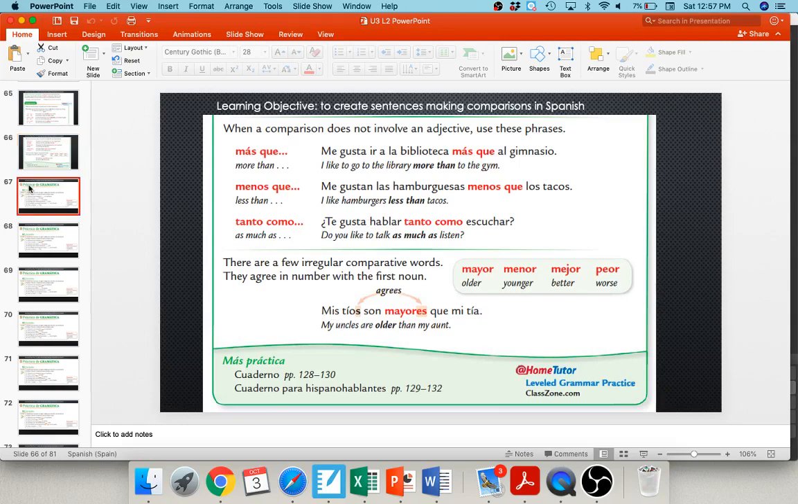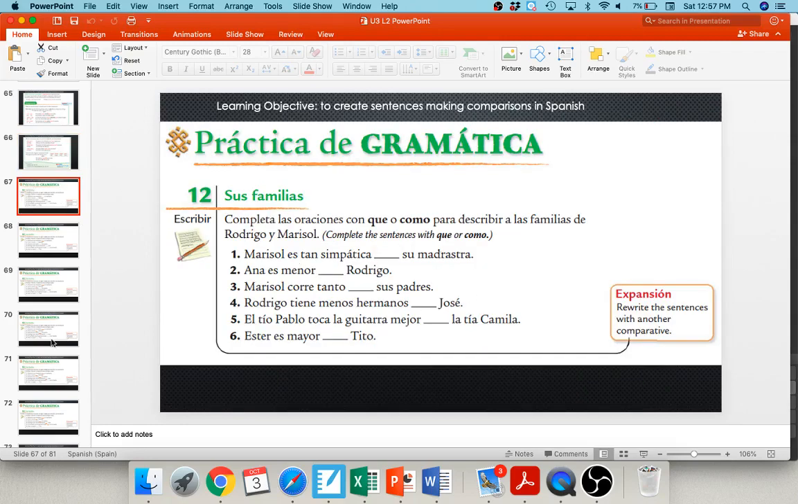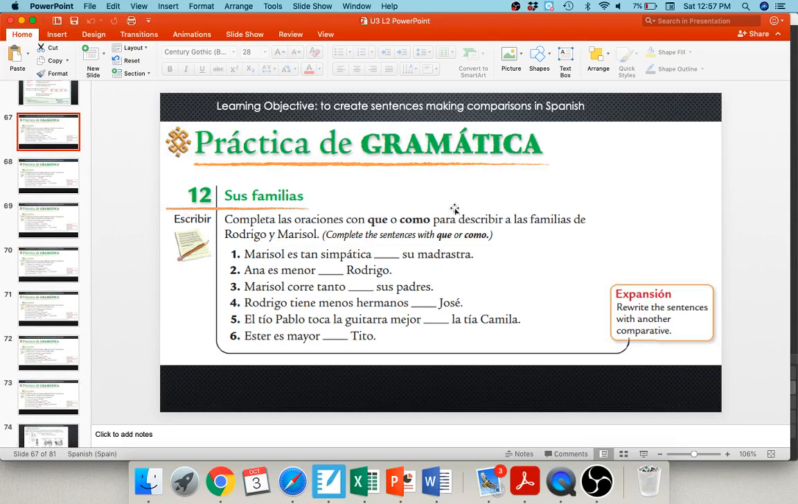I know these are a little challenging, so let's take a look here. First, I just want you to choose between either que or como as you're looking at these. So number one, Marisol es tan simpática blank su madrastra. Marisol is as nice blank her stepmother. So are we saying she's as nice like her stepmother or as nice as? Obviously we're saying as nice as. So in this case, we're using como for as. Remember, que means than. So Marisol es tan simpática como. Remember that tan and tanto are also the only ones that use como.